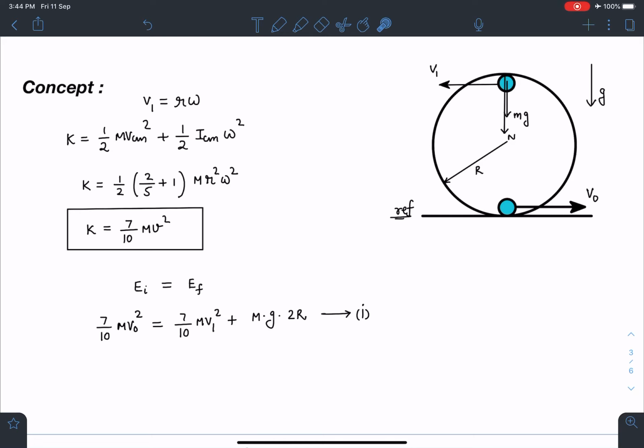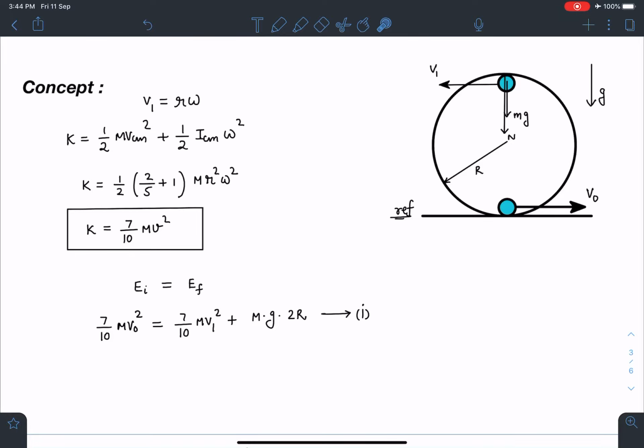Now if I apply conservation of energy between the lowermost point and the topmost point, I am going to get this equation. Initial energy is 7 by 10 m v naught square. I am taking the reference of potential energy at the lowermost point, and this sphere is very tiny, so I am ignoring its radius compared to the radius of the track. And finally at the topmost point, this is going to be the kinetic energy of the sphere, 7 by 10 m v1 square, plus mgh, the gravitational potential energy, so mg into 2r.